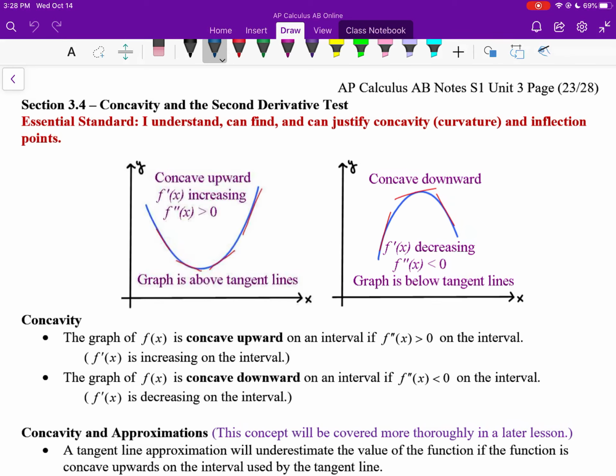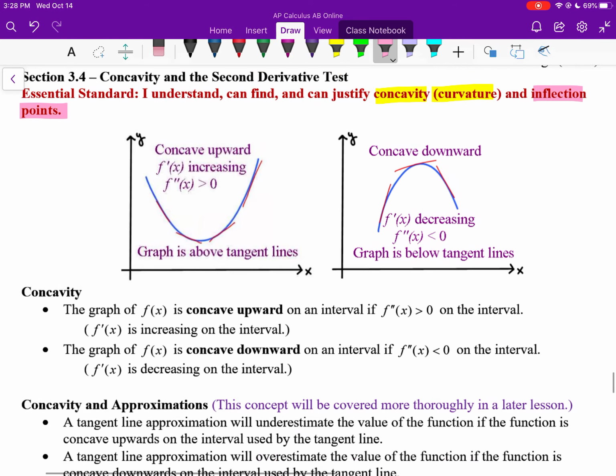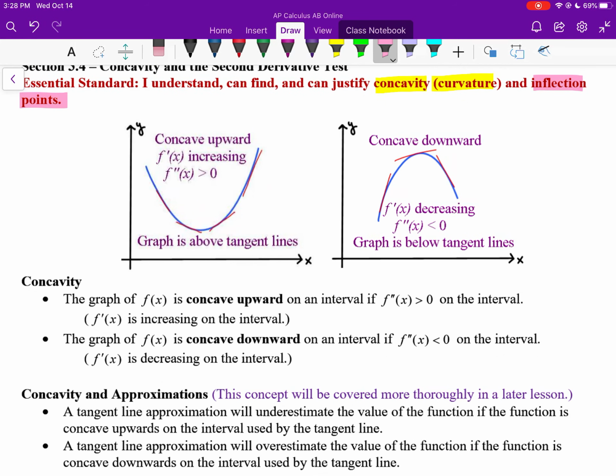Our essential standard is I understand, can find, and can justify concavity, this is curvature, as well as inflection points. We have a couple of pictures here. The first one has a graph, or at least a portion of a graph, where it's concave upward. What concave upward means is that our derivative f prime is going to be increasing. It means that our second derivative is going to be greater than 0. The second derivative is going to be positive.